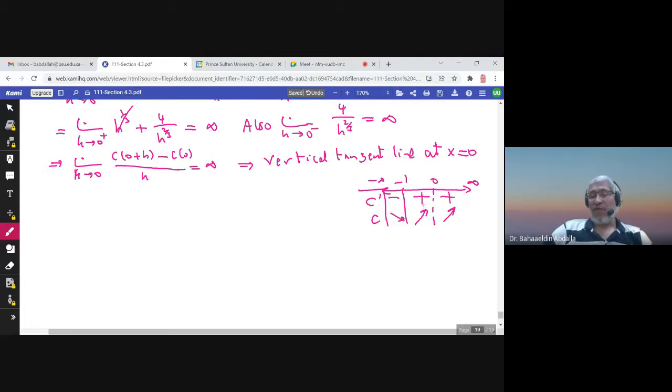We know what we have at 0, a vertical tangent line. So I can answer part A now. It is increasing on negative 1 to 0 union 0 to infinity. Well, 0 is in the domain, so I can say from negative 1 to infinity, the domain of f, the function is increasing. And it is decreasing from negative infinity to negative 1.